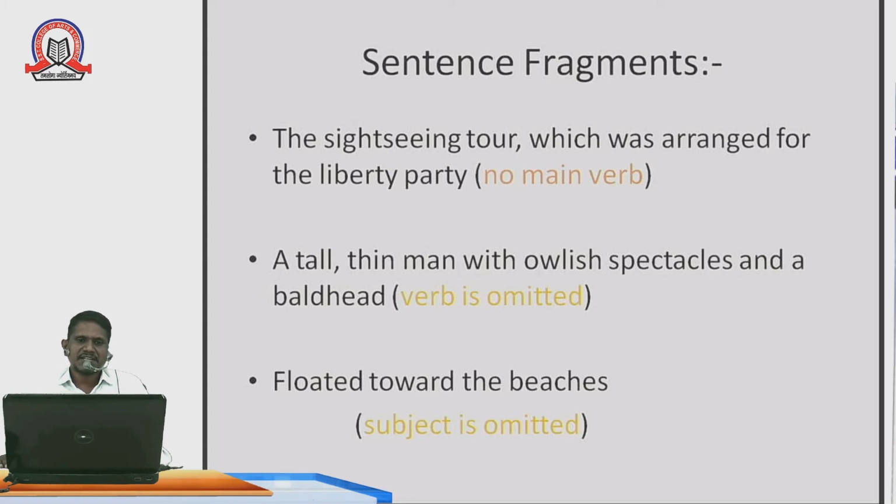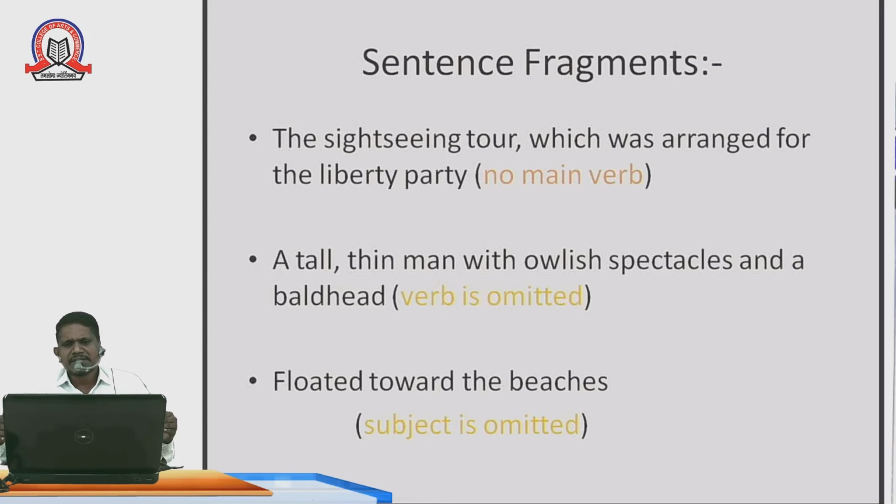See here. The sighting tour is a subject. Understood? The sighting tour is a subject and which was arranged for the Liberty Party. So it is an incorrect sentence. There is no need for a comma and "which". Unessentially, without any thinking, people are using "which". It is a practice of the human being, by birth practice.